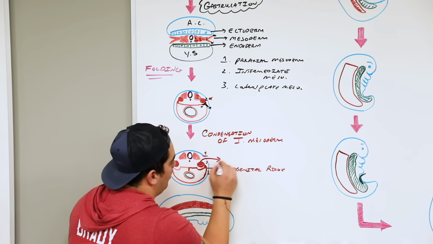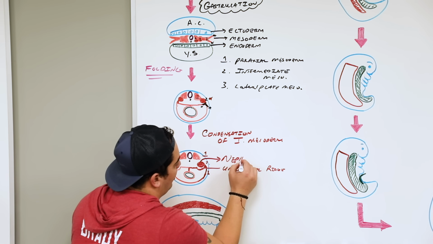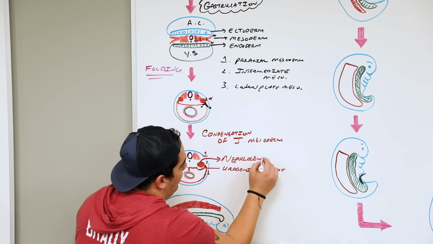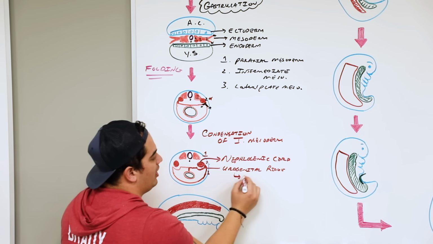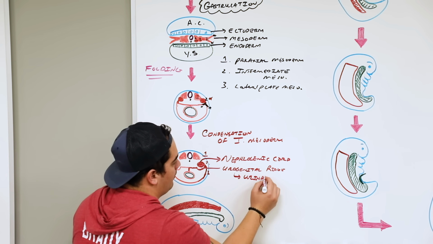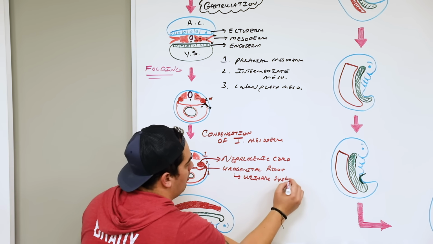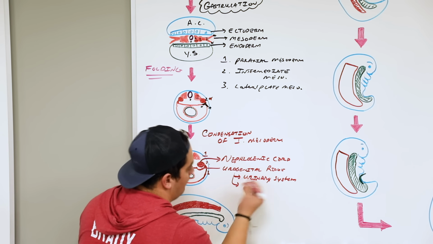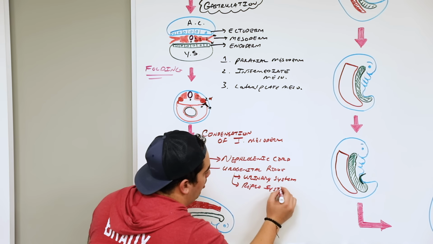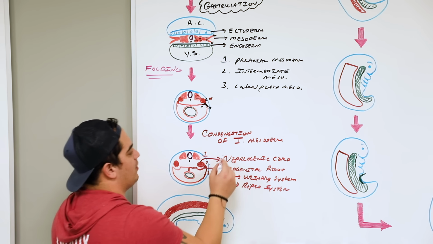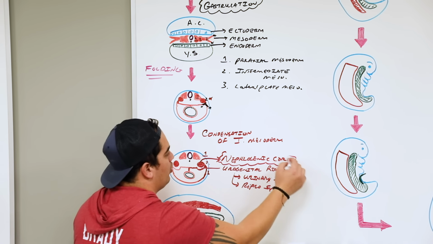That is called your nephrogenic cord. Now what I want you to remember is that the urogenital ridge will become the urinary system, but it'll also become your reproductive system. So what we're going to do is focus on a portion of that urogenital ridge, which is going to be the nephrogenic cord.